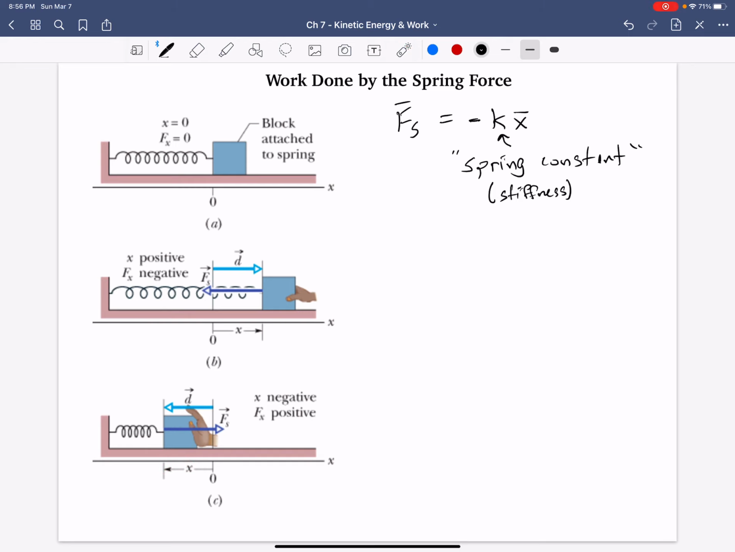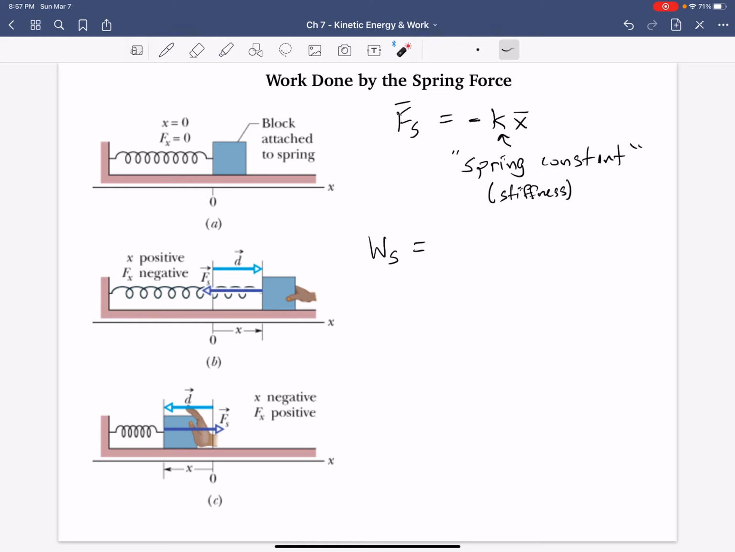Before I get into those four cases, let's just take a look at the first one. In this case, if some person were to come along, grab that object and pull it to the right, what's the work done by the spring? Not by the person's hand, but by the spring.